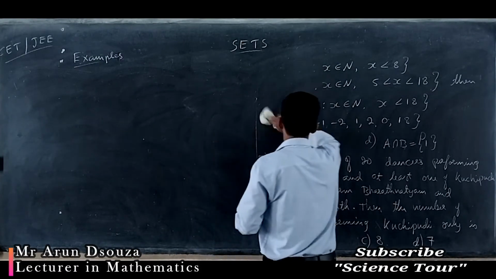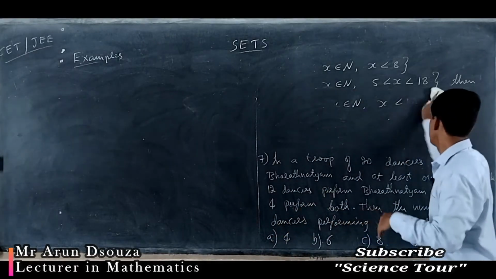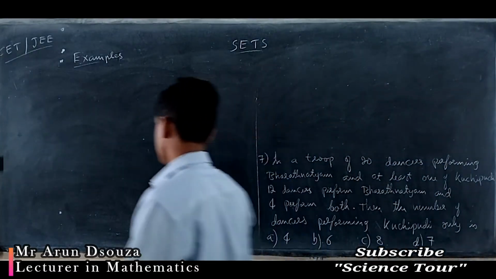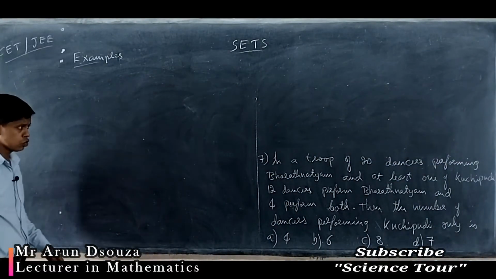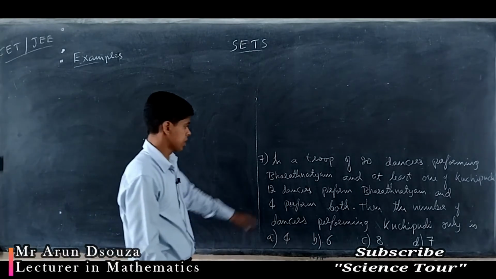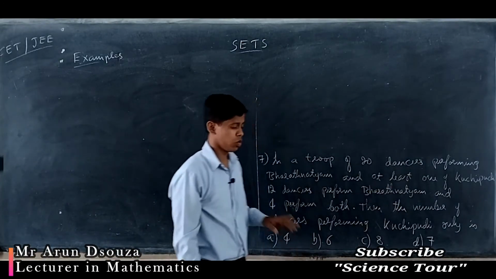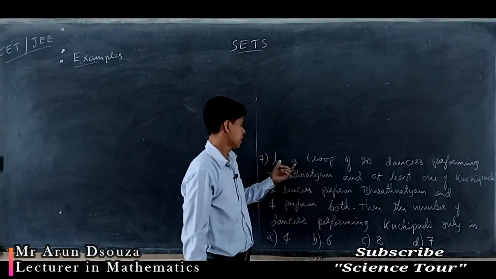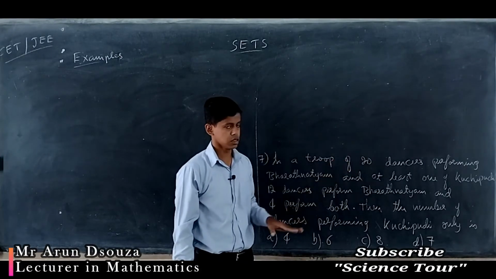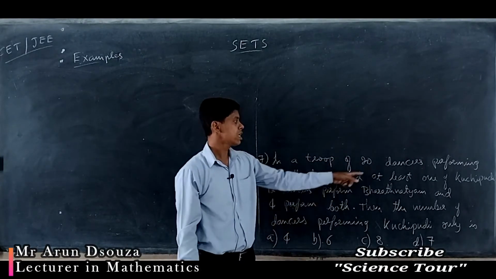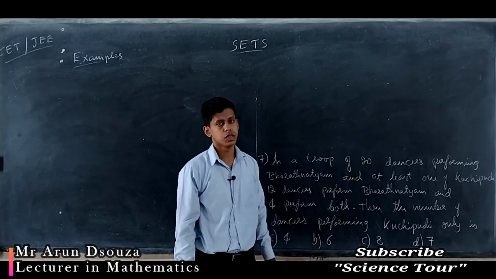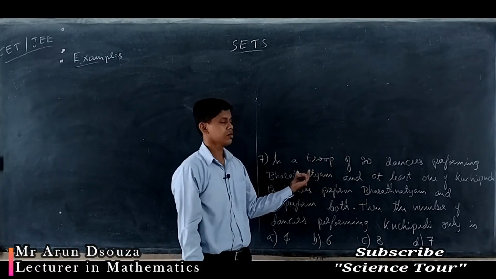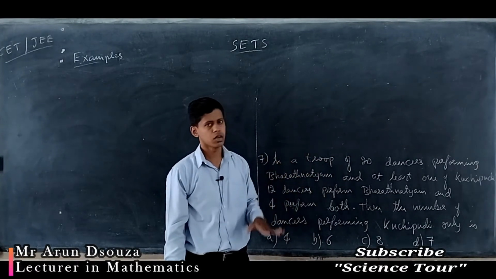Well, the next question, question number 7. Once again we can use the Venn diagram for this, just like question number 5. In a troupe of 20 dancers performing Bharatanatyam and at least one of Kuchipudi. So what is the meaning of this? Understand this first sentence. The proper sentence is this: in a troupe of 20 dancers performing at least one of Bharatanatyam and Kuchipudi. That's the proper sentence. At least one of Kuchipudi and Bharatanatyam. They have just twisted that sentence just to confuse you.